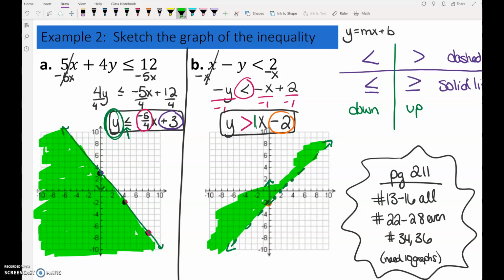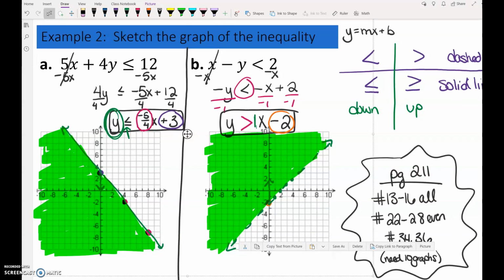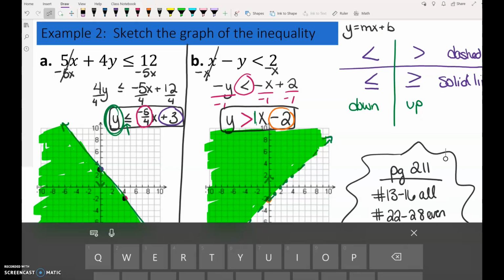You do need graph paper for your assignment, so if you're absent, make sure you stop by and get some. Those of you in class, I'll hand them out in a second. Starts on page 211, 13 through 16, all 22 through 28, even 34, 36. Make that go away. There we go.